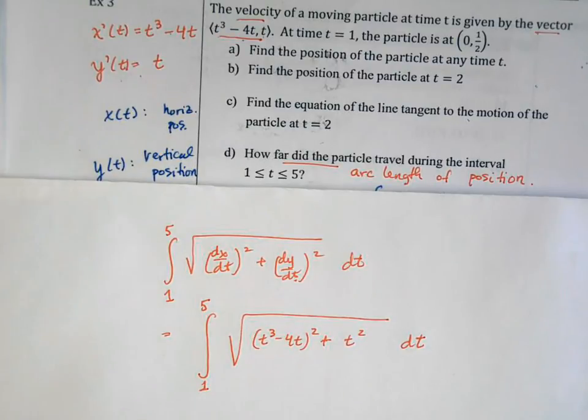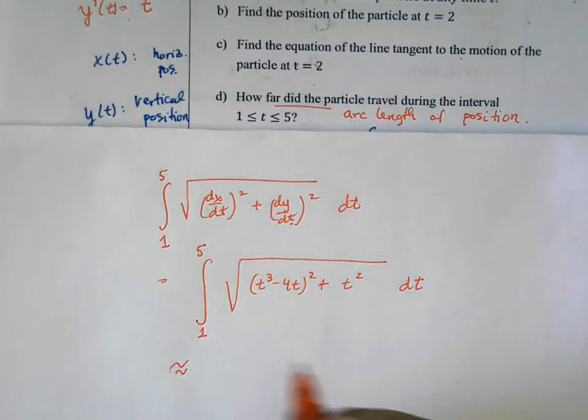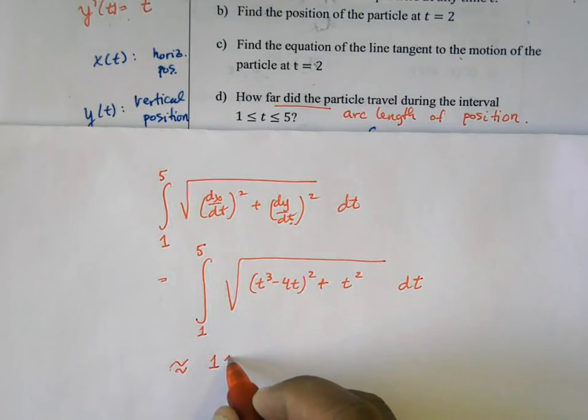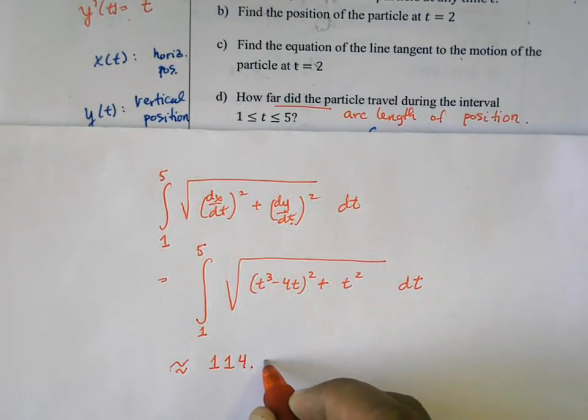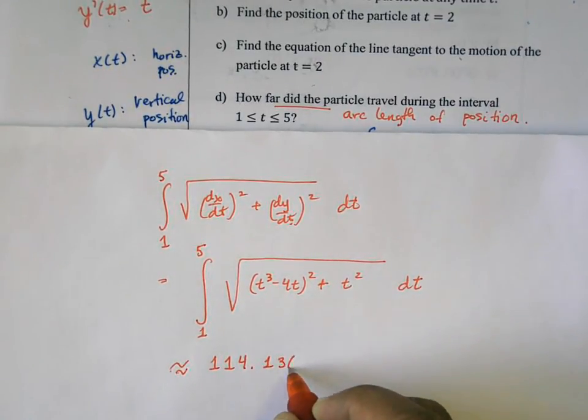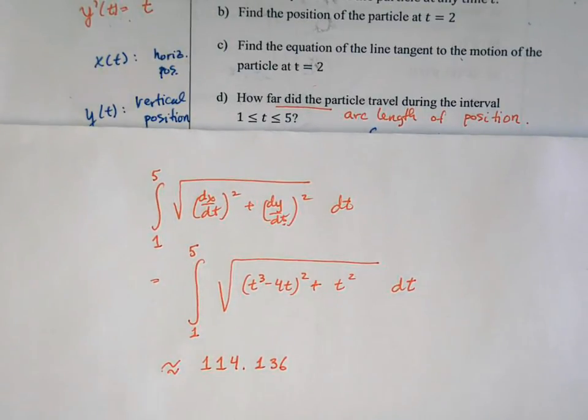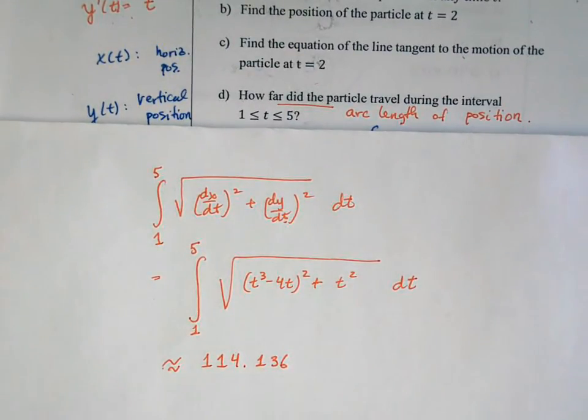And like before, I'm going to let my calculator work on this one instead of me having to work out all the nasty algebra. So typing this into a calculator, I get an answer of approximately 114.136. Okay. There's no units here, so we don't have to give any of the units.